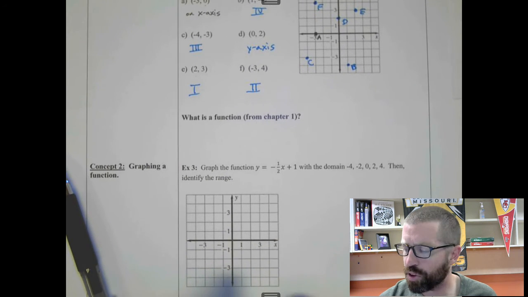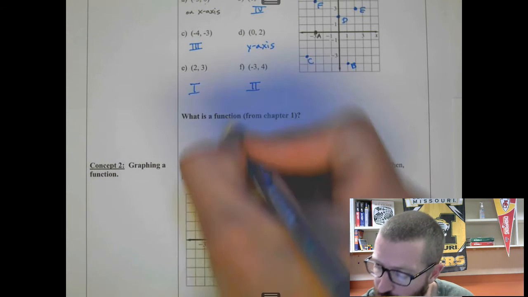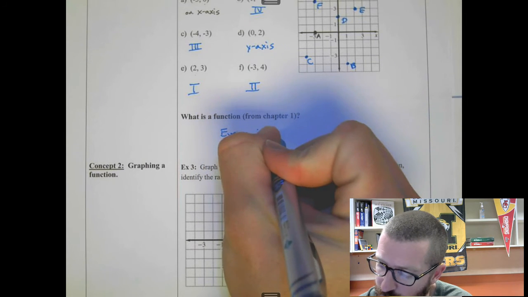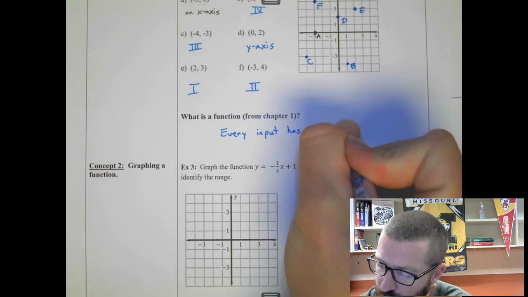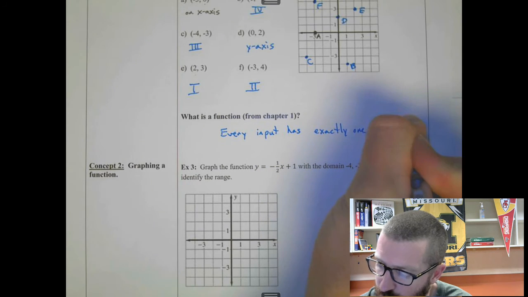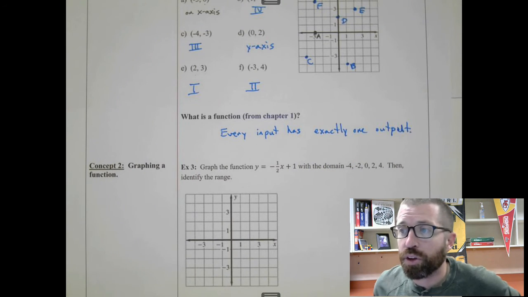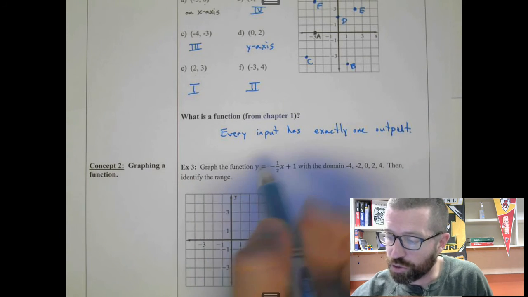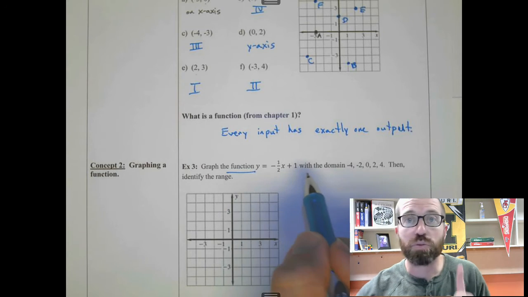Okay, and then let's kind of put this together with some functions. So what is a function? A function is where every input has exactly one output. Oops, output. Started to say point. So I was thinking about points. So if you have this function here, and you're told this is a function, then for each of these numbers that I plug in, I should only have one output.